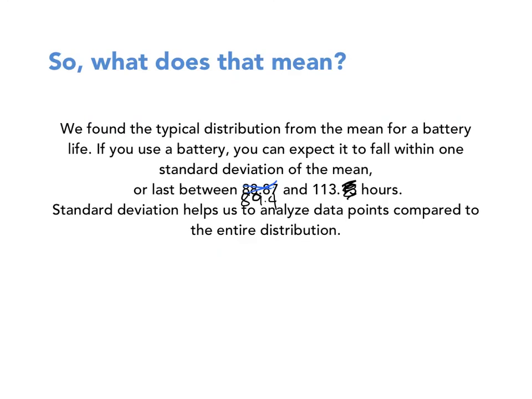So as I was saying, since our standard deviation is 11.8, we found the typical distribution from the mean for battery life of this brand. If you use a battery from this brand, you can expect it to fall within one standard deviation of the mean, and that means that it will last between 89.4 hours and 113 hours.